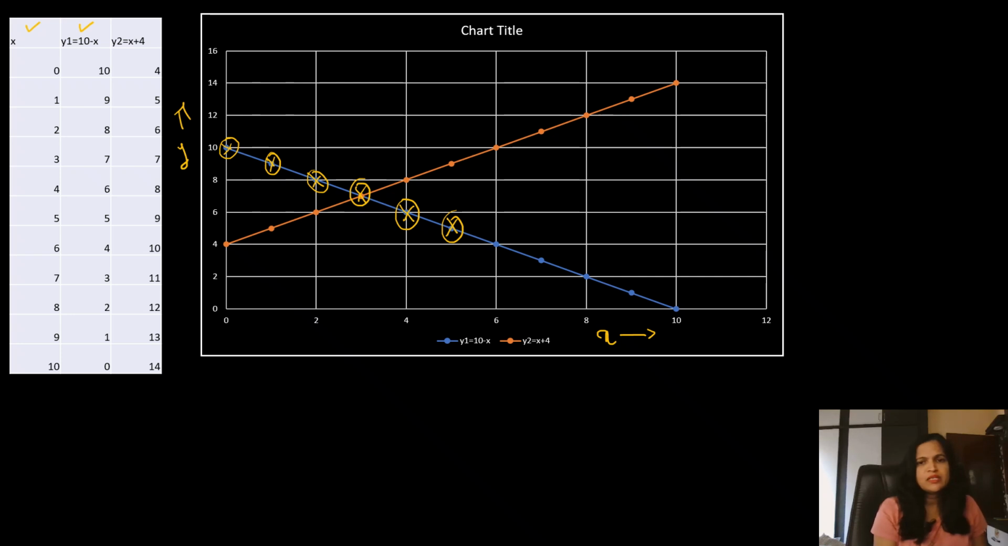Then when x equal to 6, it is 4. When x equal to 7, it is 3. When x equal to 8, it is 2. When x equal to 9, it is 1. When x equal to 10, y is 0. Join all these points and you get this line. This is the line y1 equal to 10 minus x.